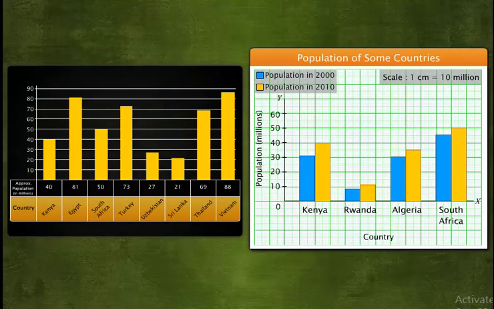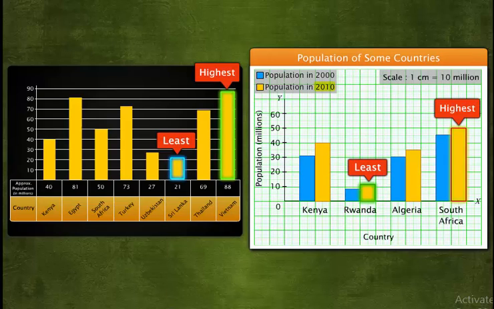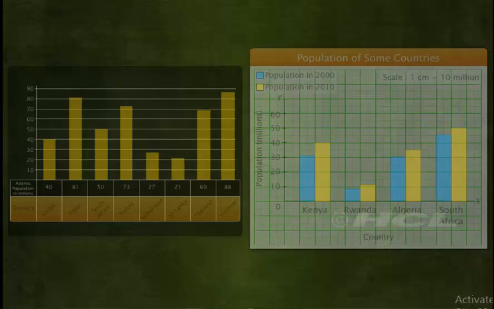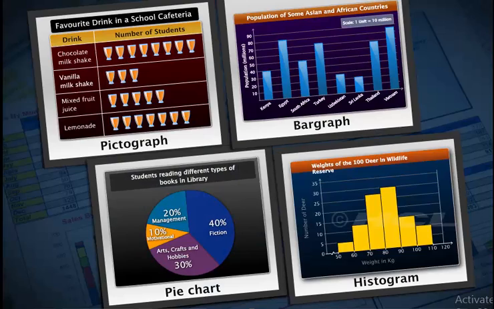The same saying holds true for numerical data as well. Graphical representation of data helps in understanding the data easily at a glance. Graphical representation of data also helps us in drawing conclusions about the data more conveniently. We have learned how to represent data through pictographs, bar graphs, pie charts, and histograms.